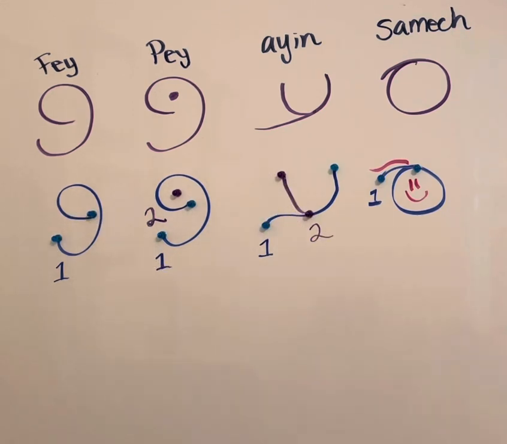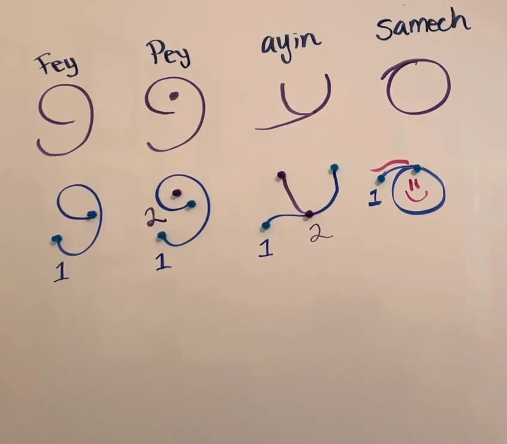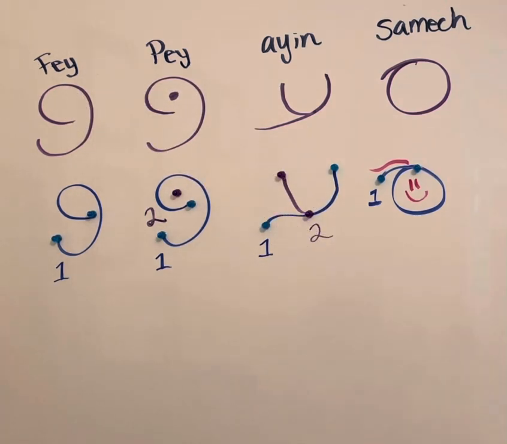For pay and fay, again, very similar to bet and vet and kaf and khaf. Same letter. The only difference is the pay has the dagesh for that different pronunciation. And I remember when I was growing up, I found it funny. Why does the F sound and the PH sound the same, but they're totally different letters in English? But it makes sense now with Hebrew that it's essentially a P and then a PH sound.